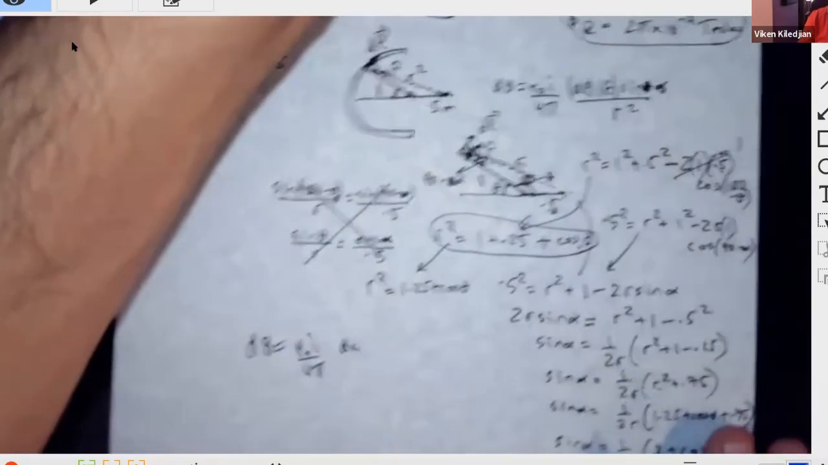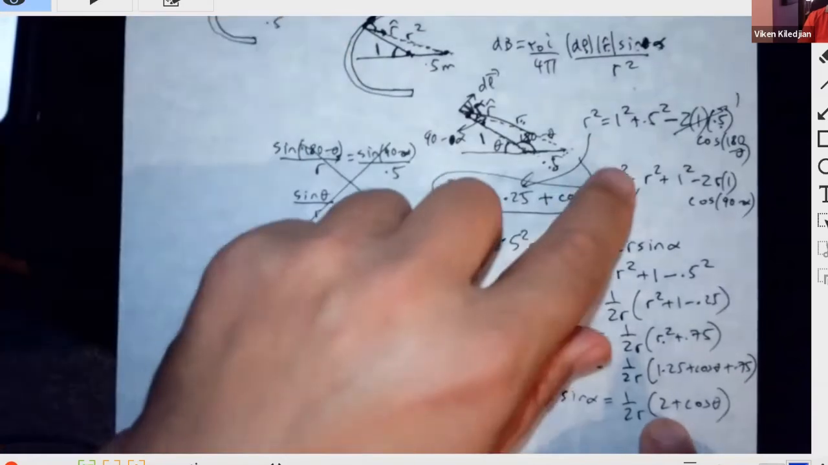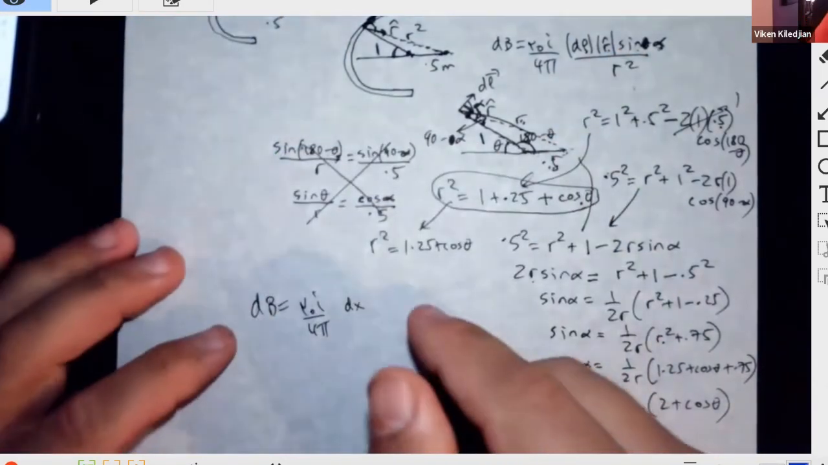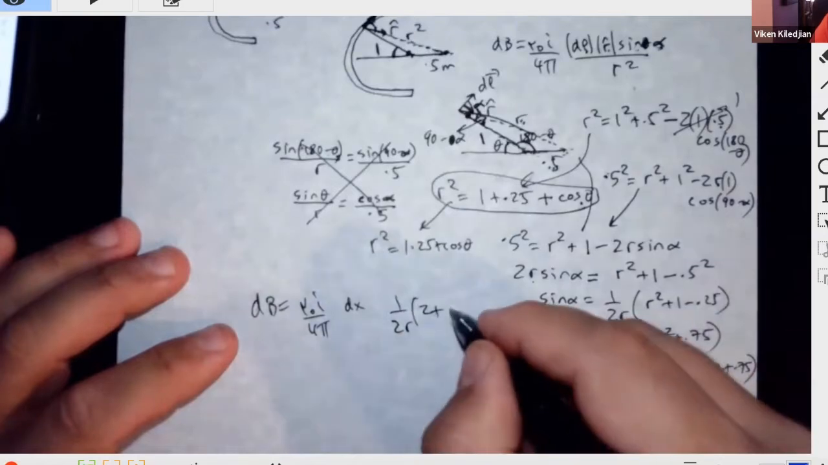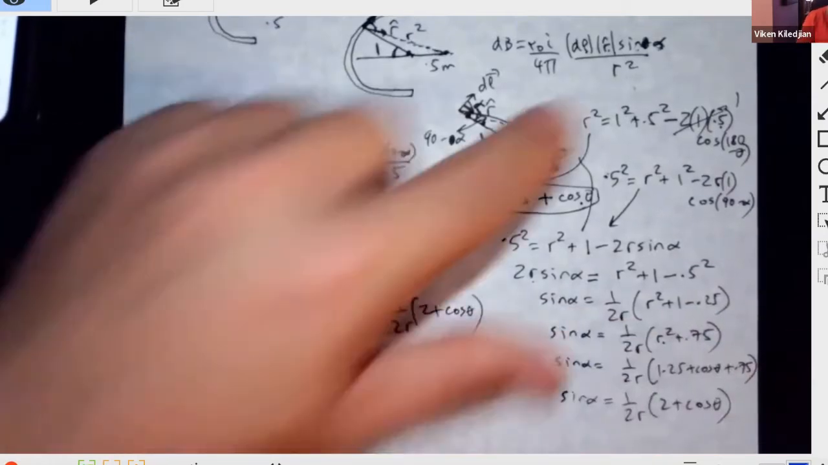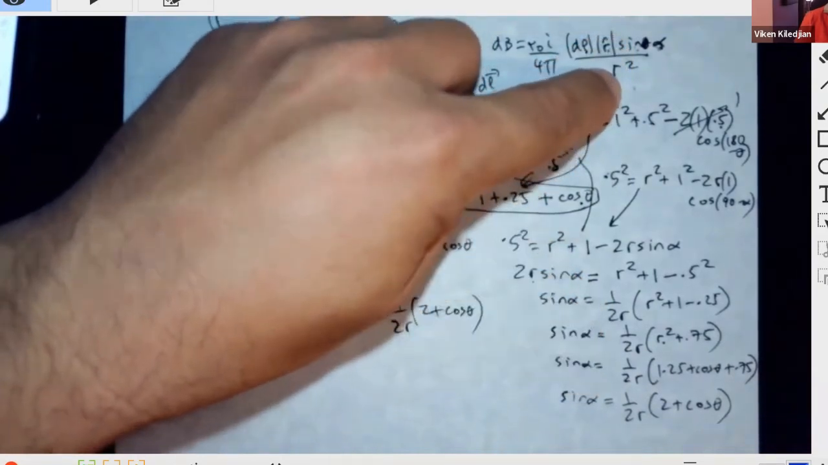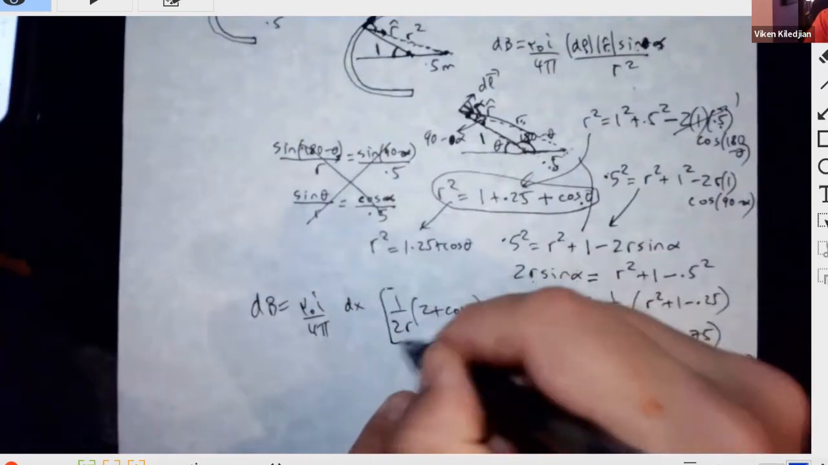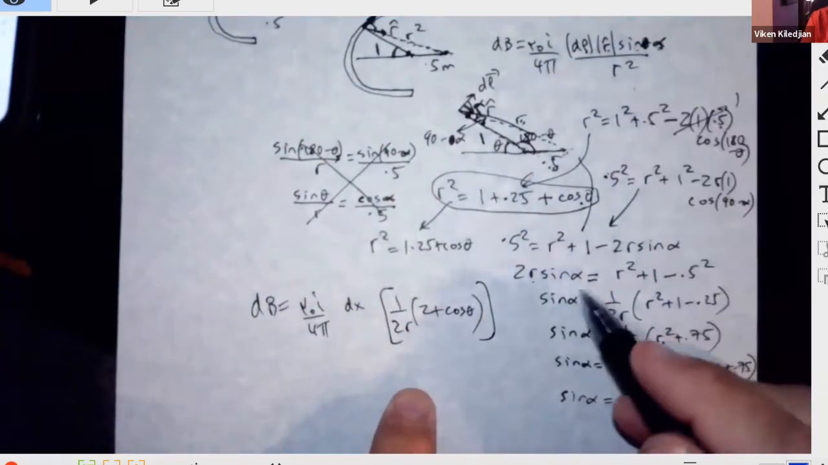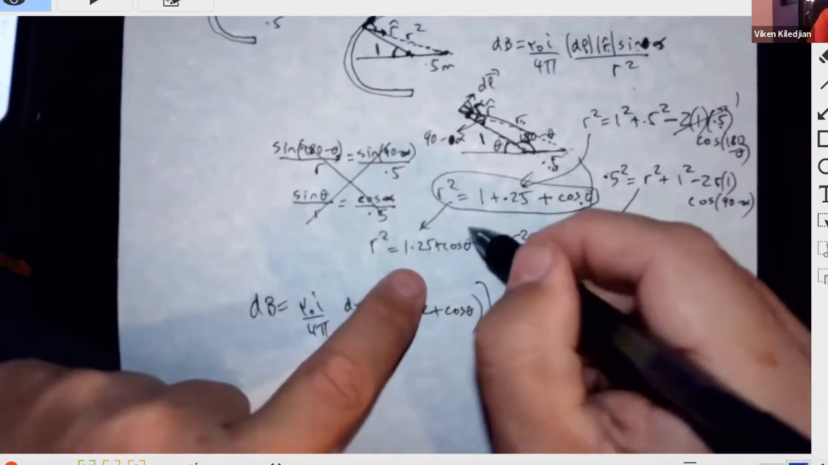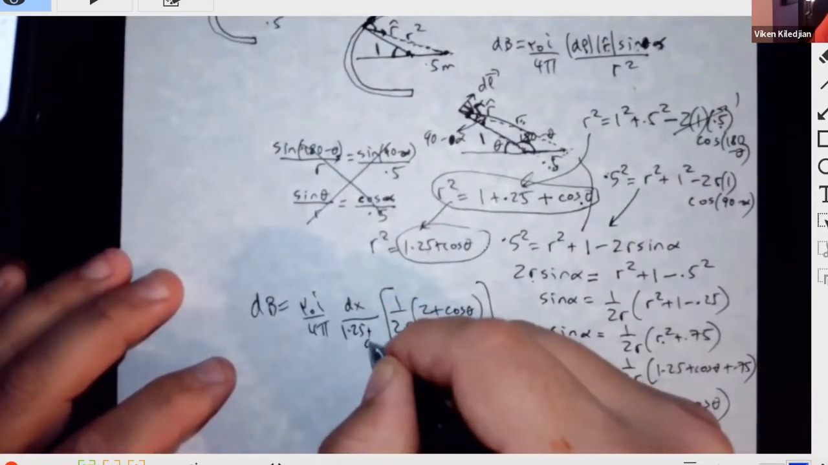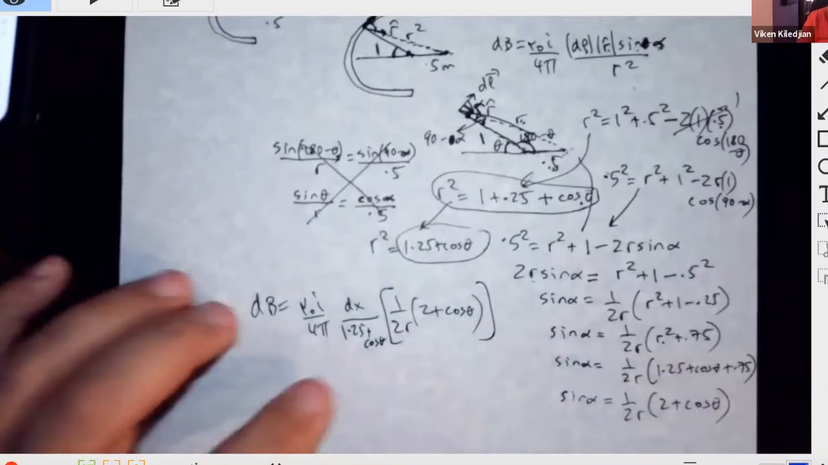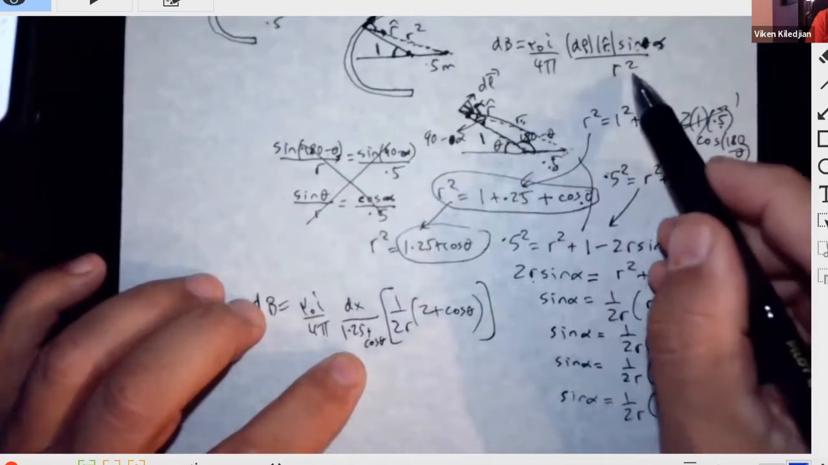Oops, I'm trying to capture everything. So sine of alpha is this one. Whatever the sine of alpha is, replace it: 1 over 2r, 2 plus cosine theta, right? For the sine of alpha. And then the r squared is equal to what? This is the sine of alpha, and the r squared is going to be 1.25 plus cosine theta. That's the r squared down here.